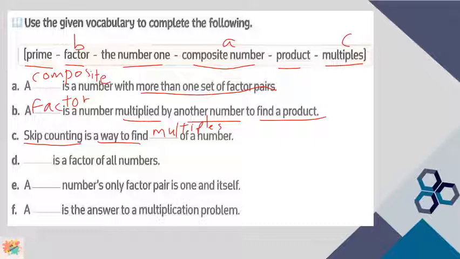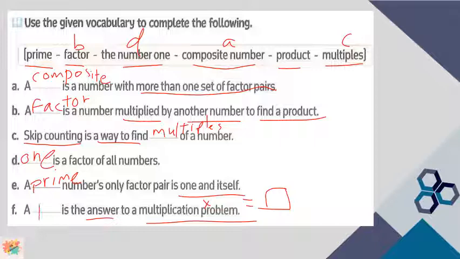Letter D is a factor of all numbers. مين هو المستر الفاكتور of all numbers؟ طبعا ده أكيد number 1. Number 1. Okay. The next one. A number's only factor pair is 1 and itself. مين اللي موجود عندنا ما عندوش إلا 2 factors 1 and itself only. It's a prime number. The last one is the answer to a multiplication problem. يعني لما تعمل multiply بيطلع له answer. الانسر ده اسمه ايه؟ اسمه product.